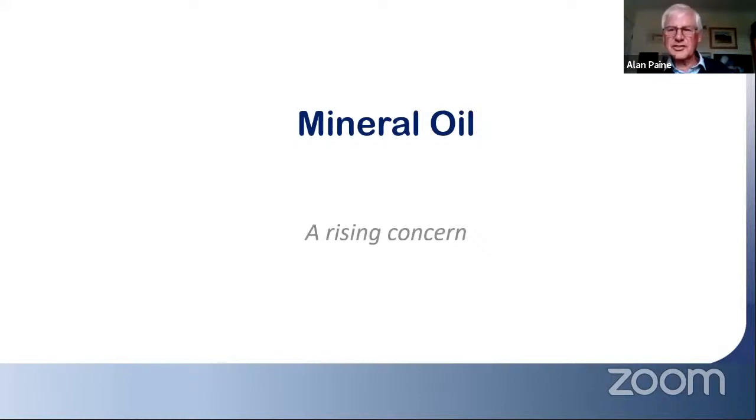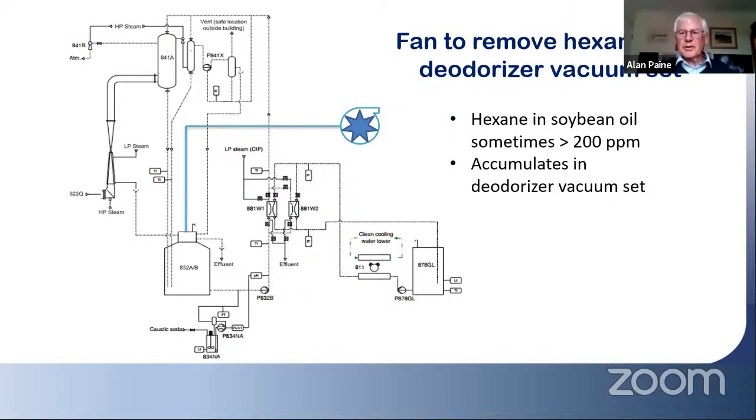Mineral oil. Now, there's been an increasing awareness of the possible presence of mineral oil in vegetable oil. Probably the most common mineral oil contaminant in vegetable oil is hexane, coming from the solvent extraction process. It's removed by deodorization and can accumulate in the vacuum seal tank. Now, fires are rare, but as an extra safety measure, a fan can be added to the vacuum system to draw away hexane and dilute it with air to keep it below the lower explosive limit.